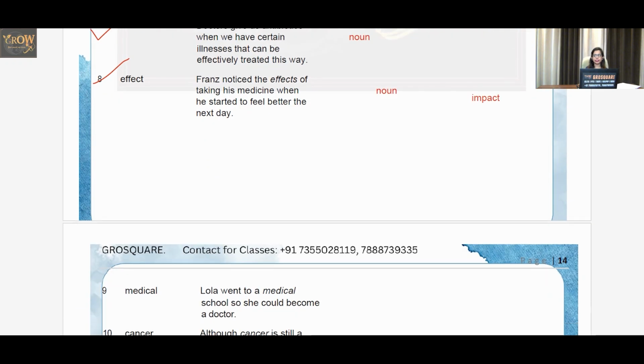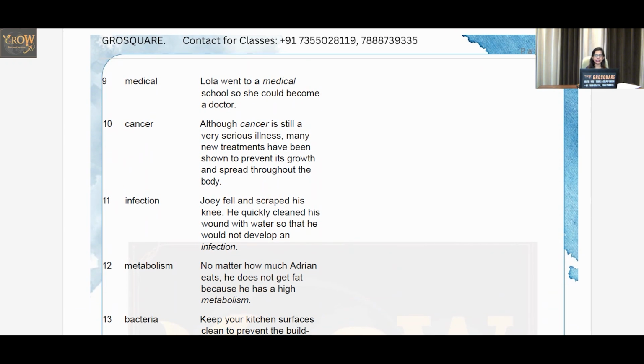Let's move ahead towards the next vocabulary word, and this is ninth one, and this is medical, right? So what medical is? You know that medical is the stream of field basically. So what it is? This is basically adjective, okay? And we can say that it is a field. Okay, let's read the example. So they are saying that Lola went to medical school so she could become a doctor. Why she went to the medical school? ताकि वो एक doctor बन सके.